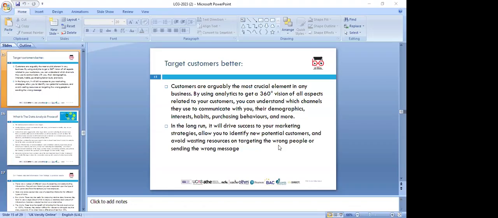And so let's look at the target customers better. You see, customers are arguably the most crucial elements in any business, 100%. By using statistics to get a 360 vision of all aspects related to your customers, you can then understand what channels they use to communicate with you, their demographics, interests, habits, purchasing behaviors, and more. In the long run, it will drive success to your marketing strategies, allow you to identify new potential customers, and avoid wasting resources on targeting the wrong people.